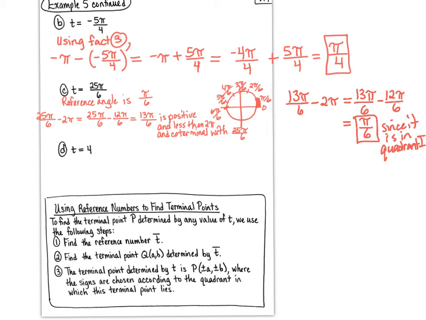Now let's do t equals 4. When t is equal to 4, where would 4 be? In what quadrant? Do we go clockwise or counterclockwise? Counterclockwise, good. So we go counterclockwise. What quadrant would it be in?